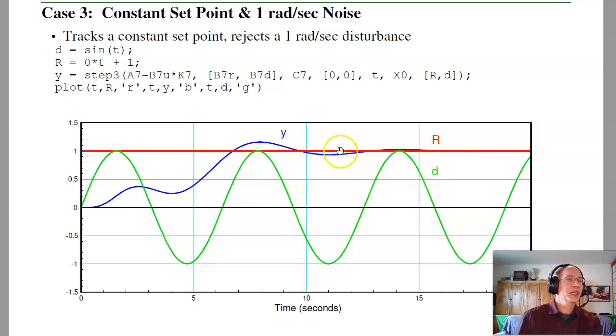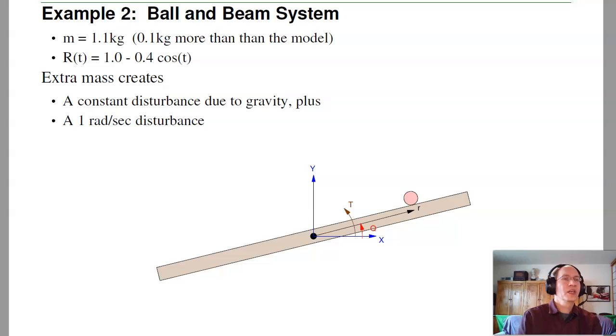To do that, I change my B matrix. So I have 2 inputs, the B matrix with respect to R, B matrix with respect to D, and then my input, I have 2 columns. The first column is R, my set point, which is 1, and the second column is my disturbance, which is sine of t. So that's one example. Let's do another example.